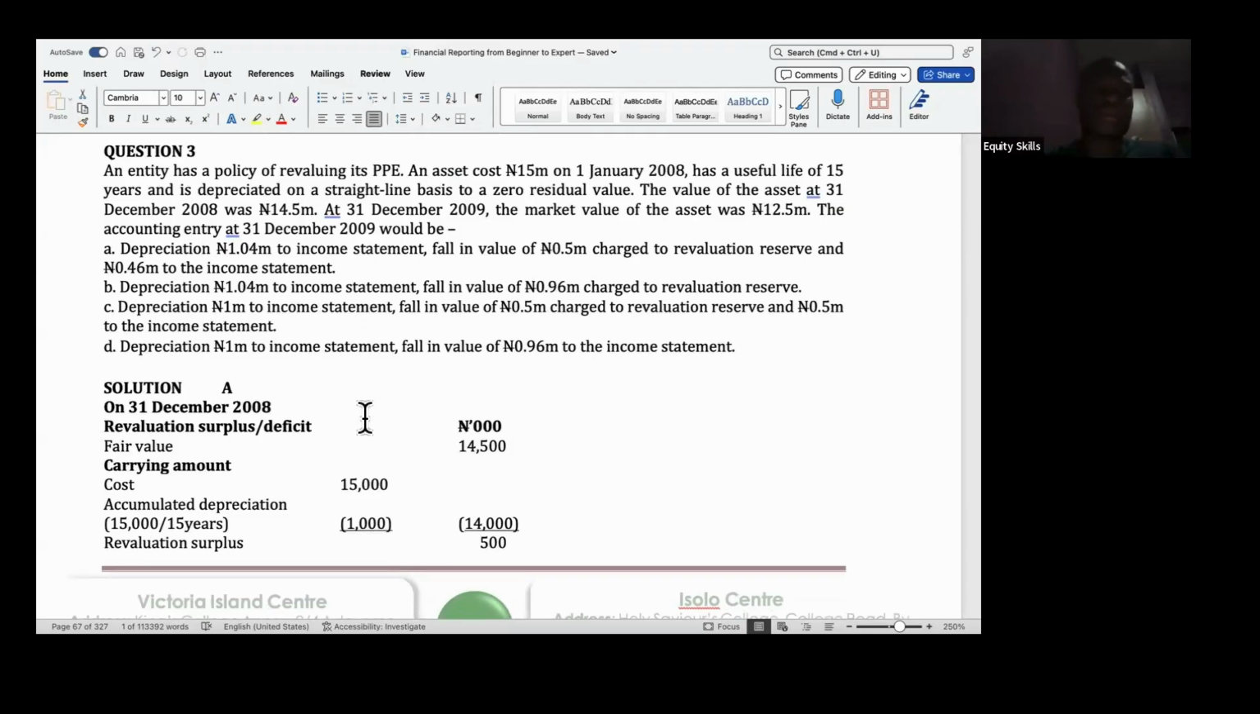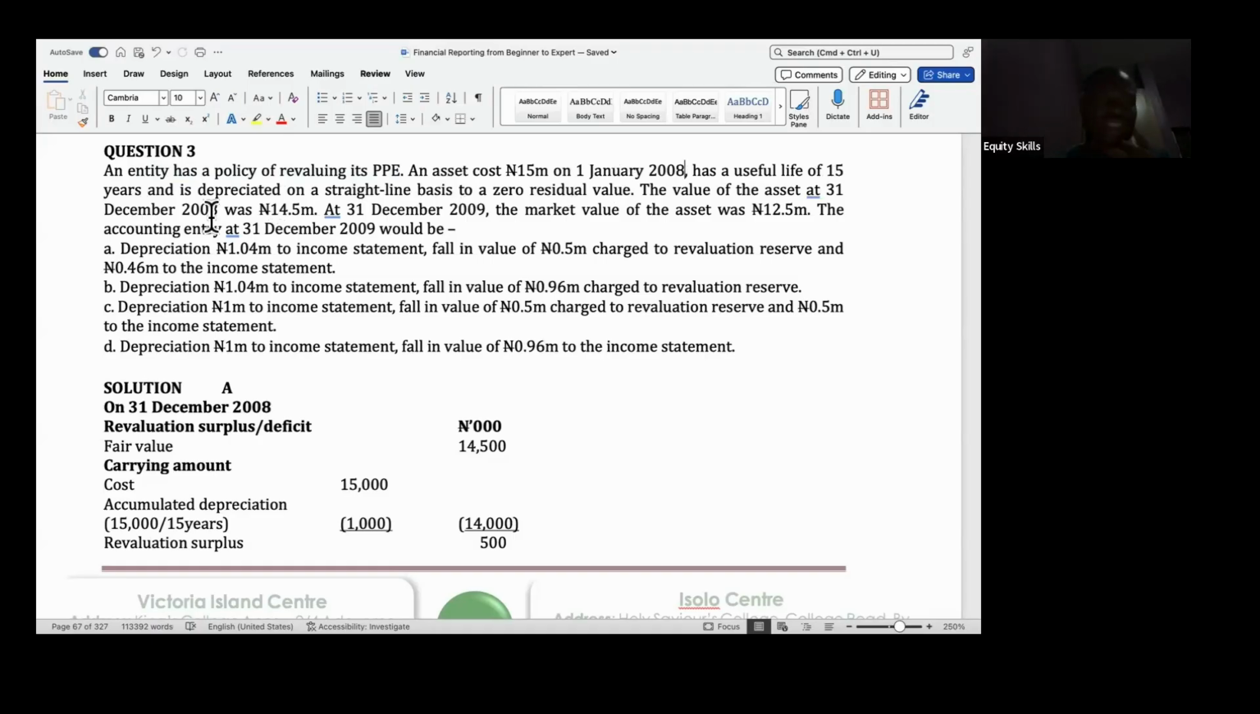It says an entity has a policy of revaluing its PPE. That means that they use a revaluation model. An asset cost 15 million on 4th January 2008, has a useful life of 15 years, and is depreciated on a straight line basis to a 0 residual value.